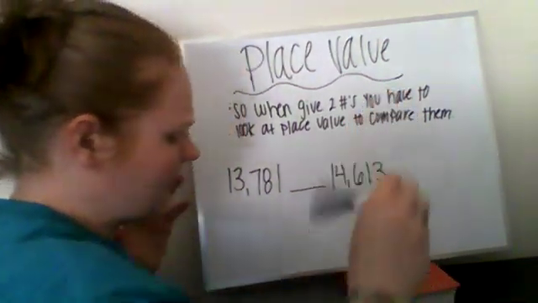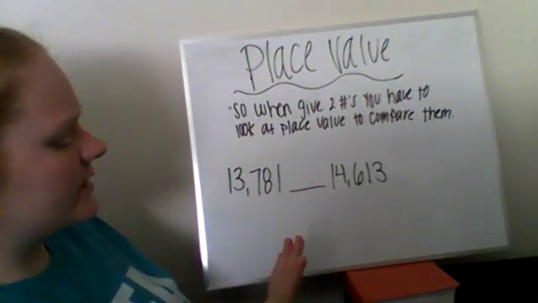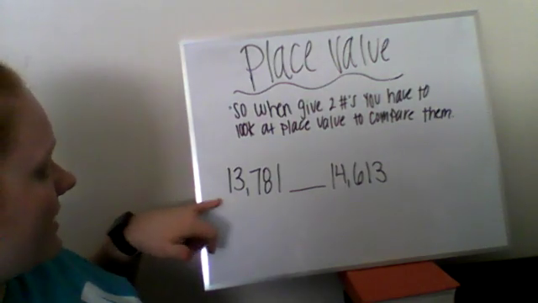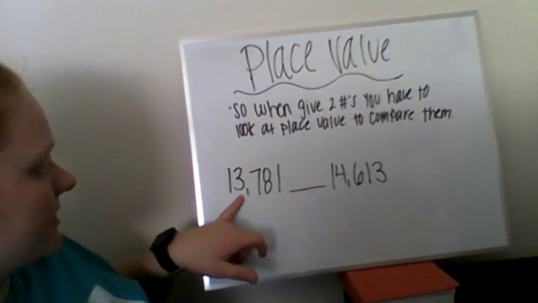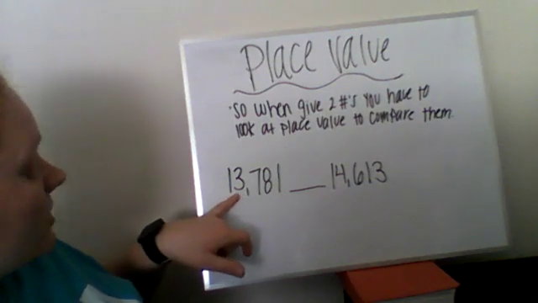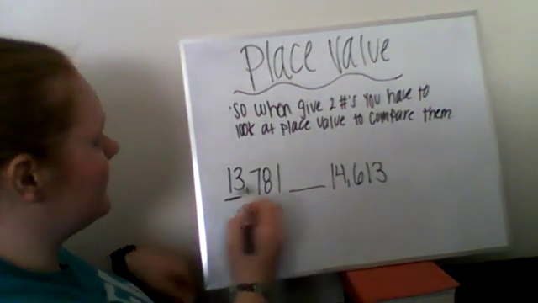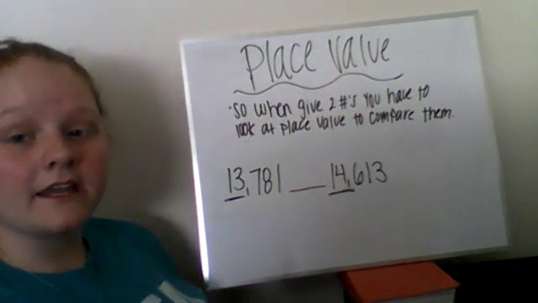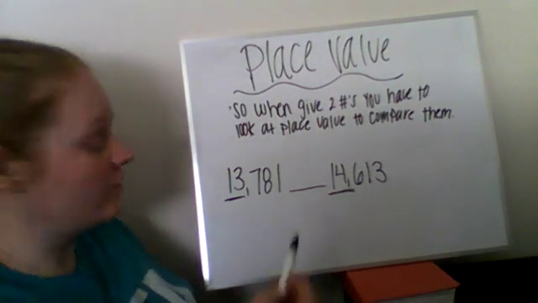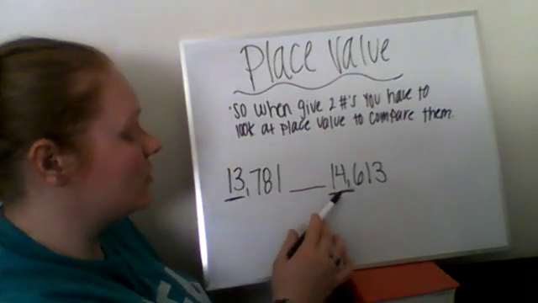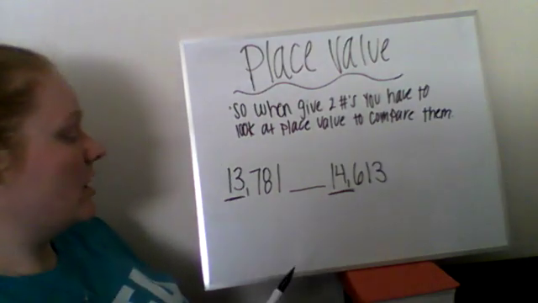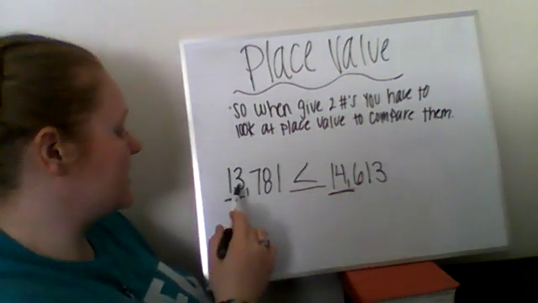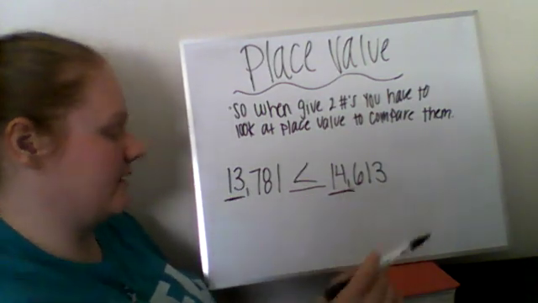14,613, you should notice the big difference is in your thousands. It's really your thousands place value, okay? So if you look right here, I have 13,000 and 14,000, okay? I know, and you should know too, that 13 is smaller than 14. 14 is bigger. So my problem is going to be less than, because 13,000 is less than 14,000.